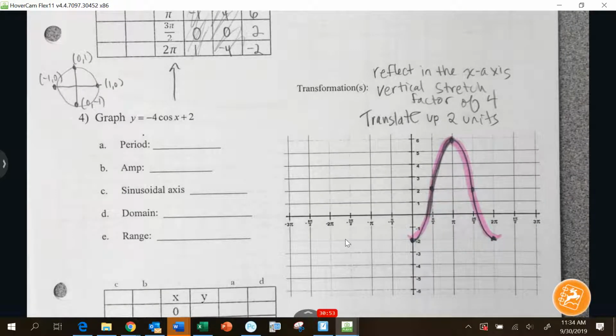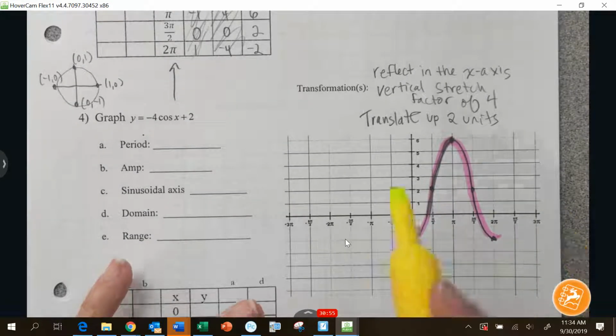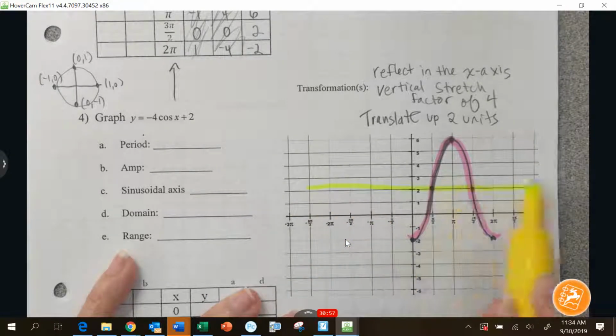So now we have to find the information. I'm going to find things like the sinusoidal axis, which is that midline.